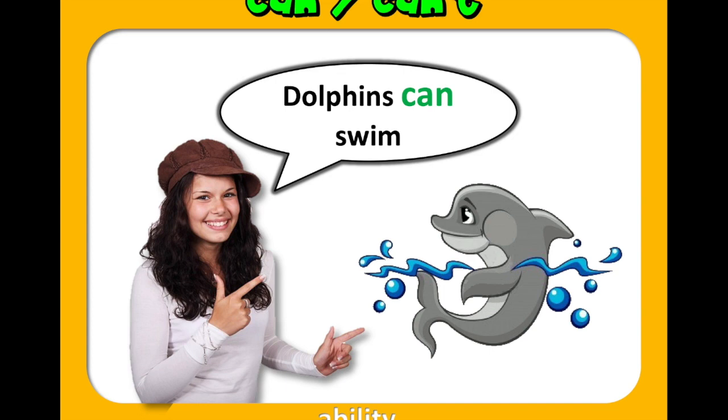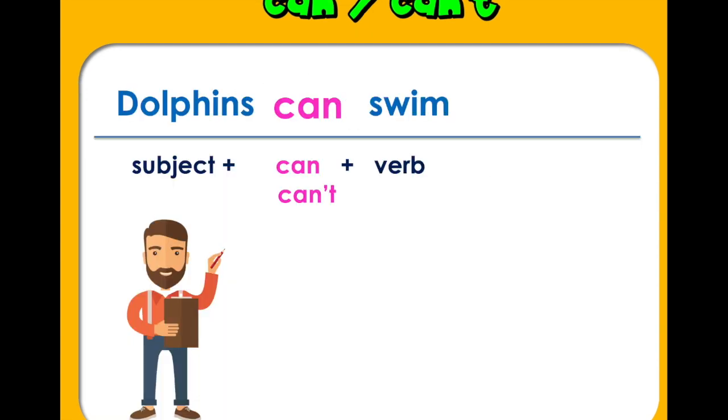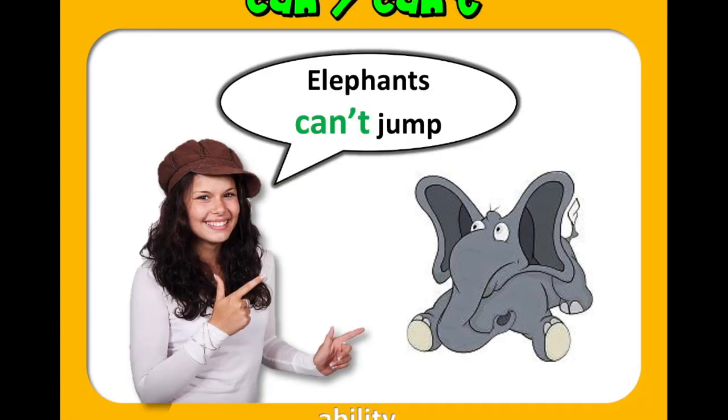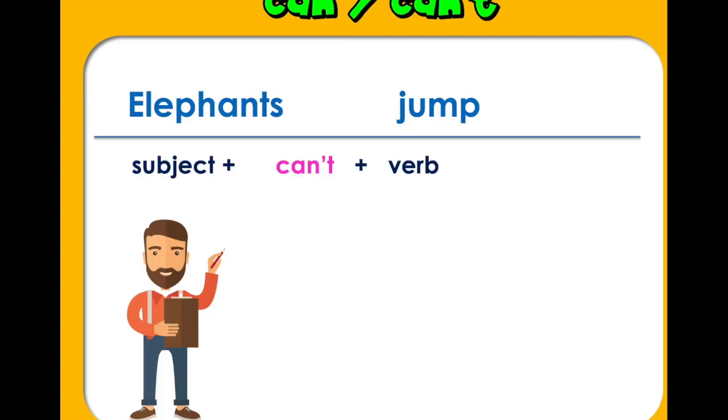Alright, another example. Dolphins can swim. Dolphins can swim. Subject, can, and verb. Dolphins can swim. Elephants can't jump. This one is in negative. So this is the structure. Elephants can't jump. Subject, can't, and verb. This verb is always in base form. There's no need to conjugate it.